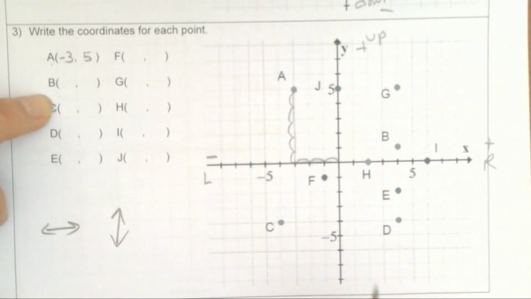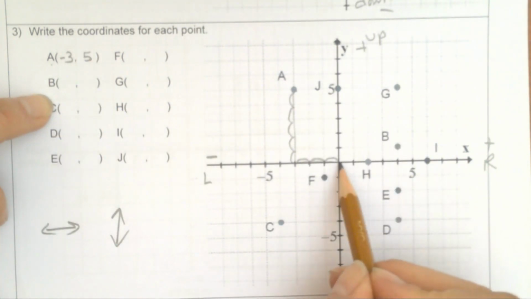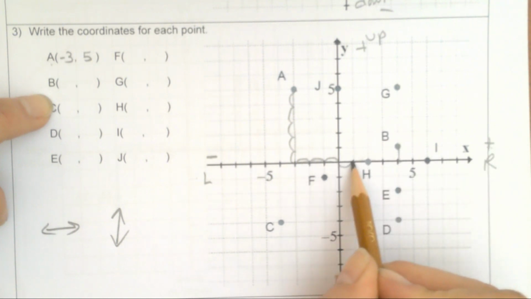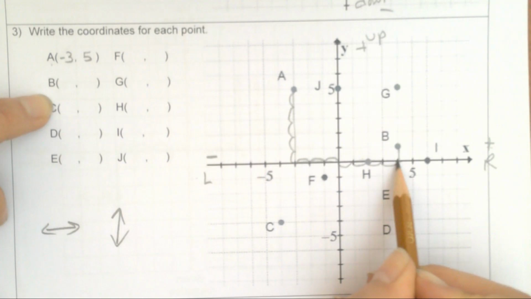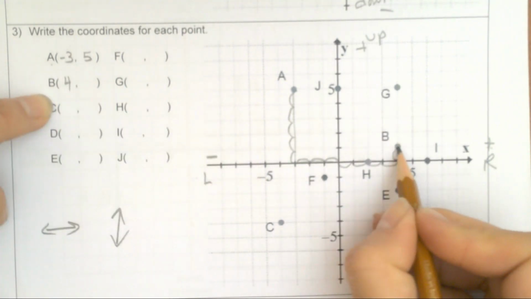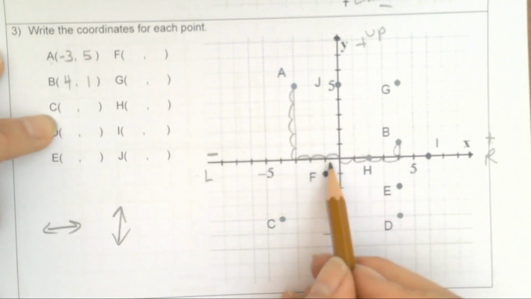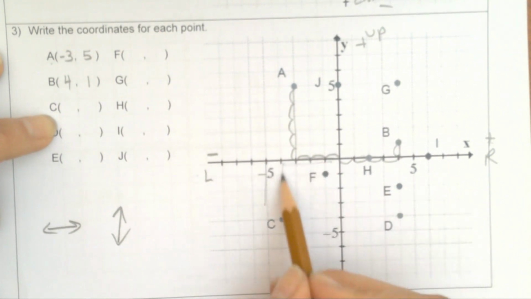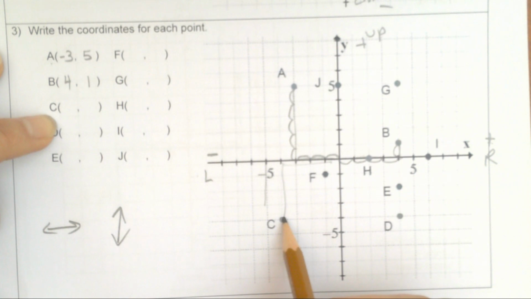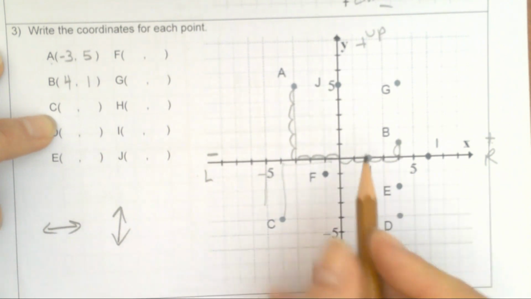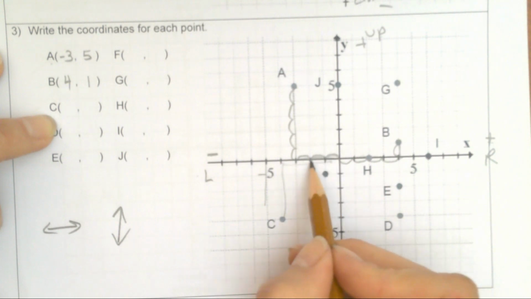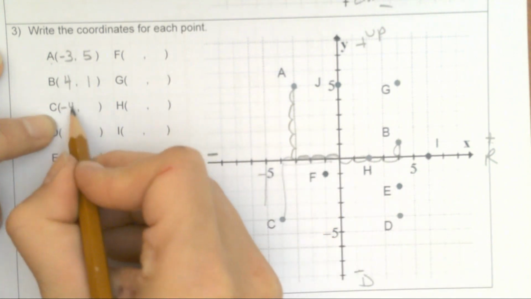B. Here's B. So I'm going to go right first and then up. And right is positive. So 1, 2, 3, 4. And up is positive. So up 1. C. I have to go left, then down. So they're both going to be negative because down is negative. So C. 1, 2, 3, 4. Negative 4. And then down.